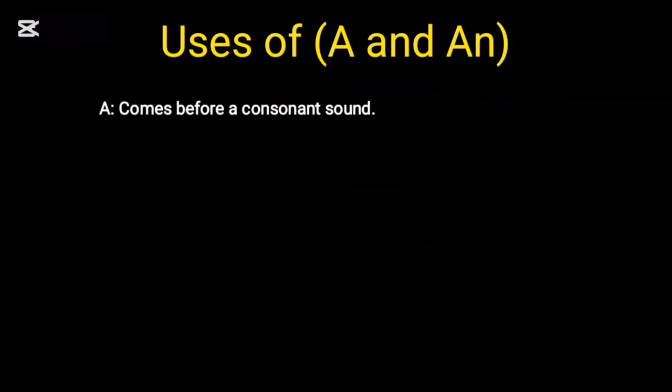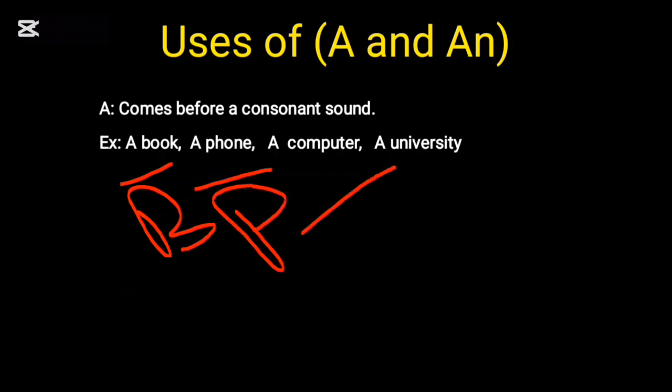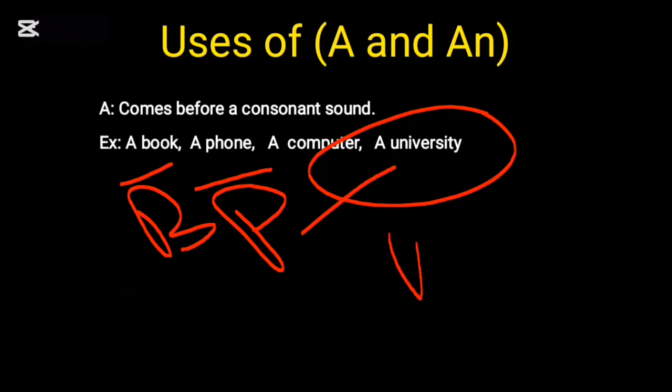Moving on, we have a. A comes before a consonant sound, not a consonant letter. It comes before a consonant sound. For example, I can say a book, which has the ba consonant sound, a phone, pa consonant sound, a computer, consonant, and a university. U, we know, is a vowel letter, but the sound is the consonant yu. It is a consonant sound, that's why we use a university, and it is correct.